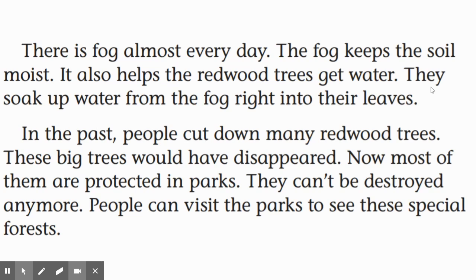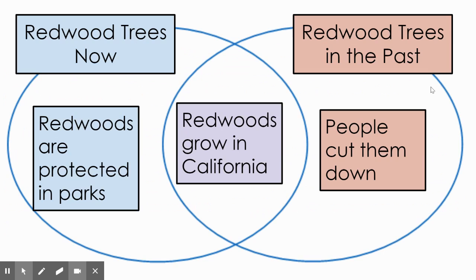Let's look at our Venn diagram for comparing and contrasting one more time. This time I'm comparing how redwood trees are treated now compared to how redwood trees were treated in the past. In the past, people cut them down. Now, redwoods are protected in parks, meaning someone can't just walk in and chop down the tree. But something that has stayed the same in the past and now is that redwoods have always grown in California. So this shows a third way that we can compare and contrast in this story.